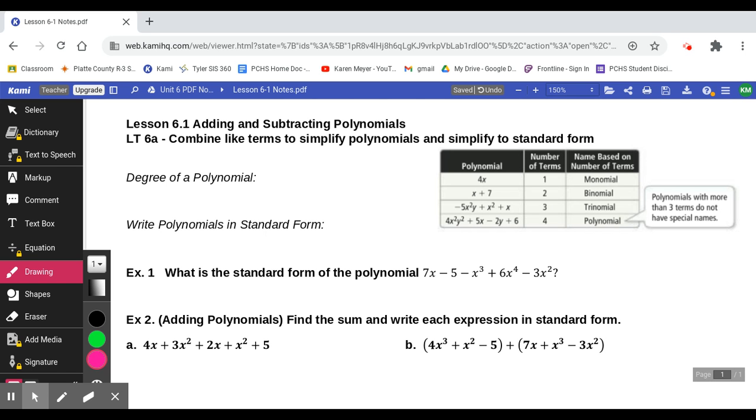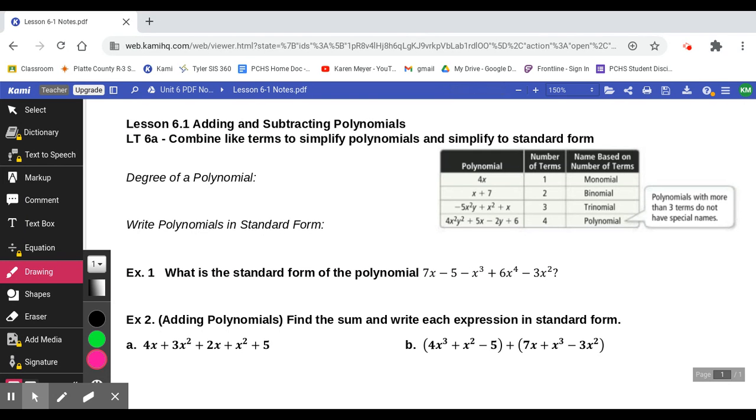In this lesson, we're going to talk about adding and subtracting polynomials. The first thing we're going to do is just go over a few definitions. Polynomials is just a broad term, and then we do have a few more specific names. So let's start with the specific names and then get to polynomial.